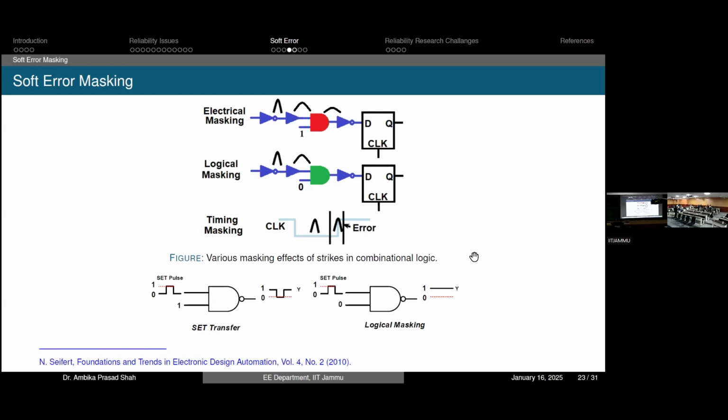Okay, so that's one of the solutions or possibilities that you can use to stop those impulses from moving through the circuits. The third and very important thing is timing masking. What is this timing masking?